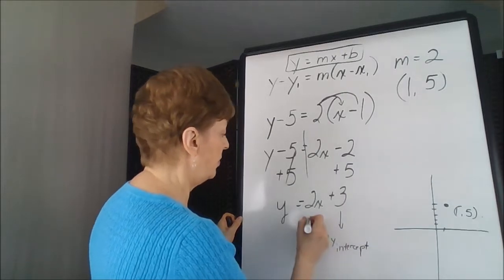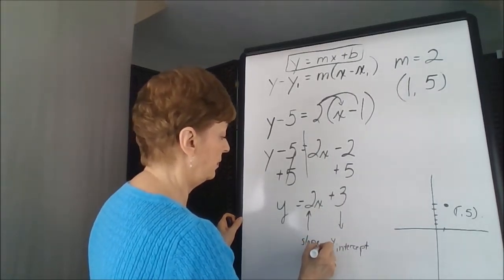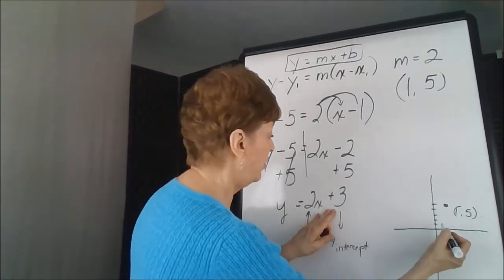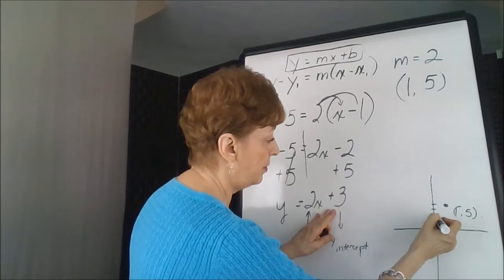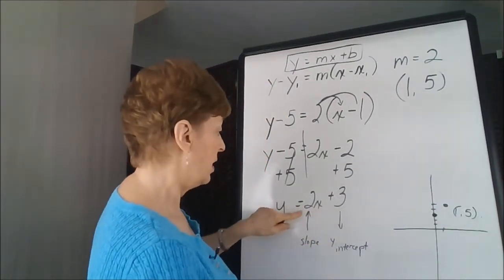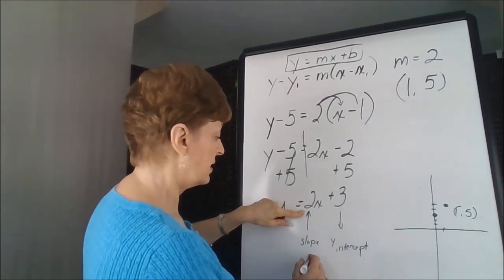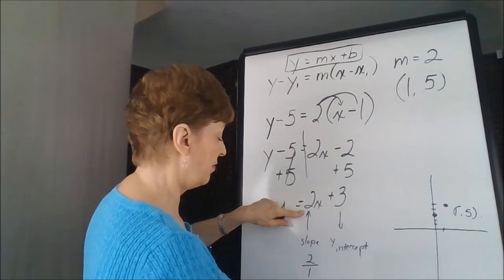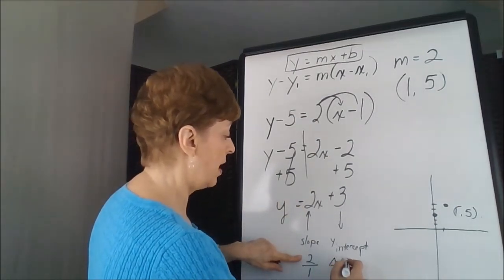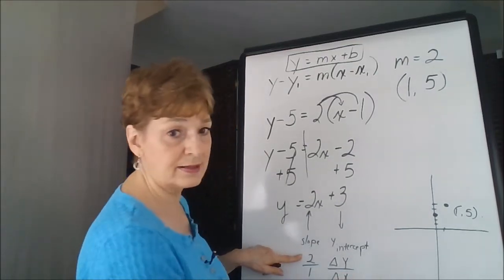And we also know the slope. So we're going to plot our y-intercept at 3, 1, 2, 3. And then we would go up 2 over 1, because we can express this whole number as a fraction. So we're going to go positive. This is the change in the y-axis divided by the change in the x-axis.